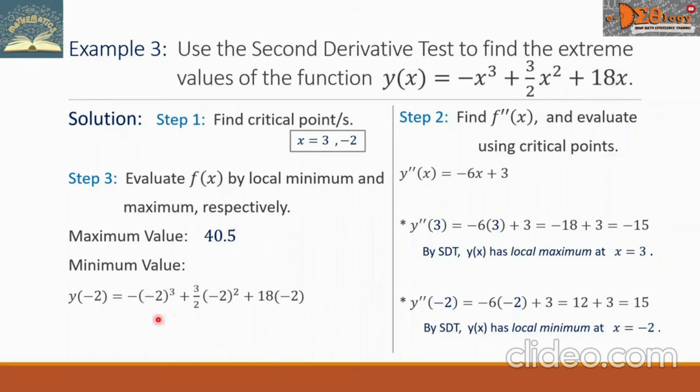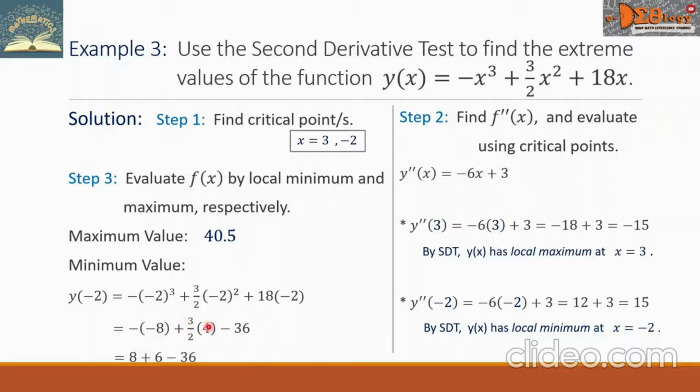Then we simplify. The cube of negative 2, we write here negative 8. Still the negative sign here is copied below. Then plus. The square of negative 2 is positive 4. Then the product of 18 and negative 2 is negative 36. We simplify further. Negative and negative becomes positive 8.